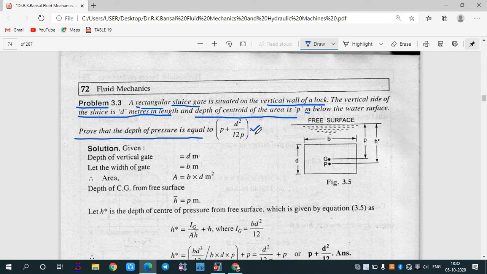Okay. For that we need to consider what are the given factors. We have been provided with the vertical depth, and the width of the gate is also given. Based on the depth and the width, we can find out the area. So area will be B into D in terms of meter square. Now the center of gravity from the free surface, we are considering it as h bar. So h bar is nothing but your P, as given.